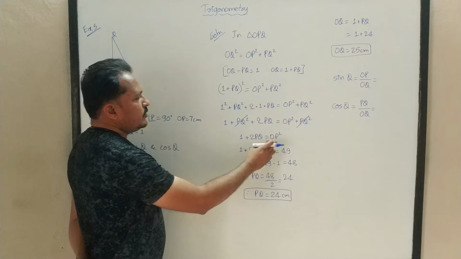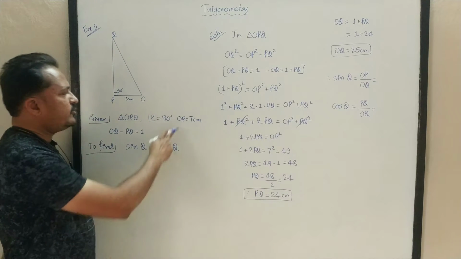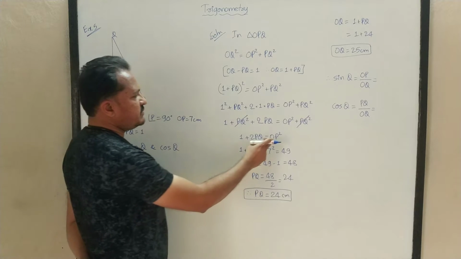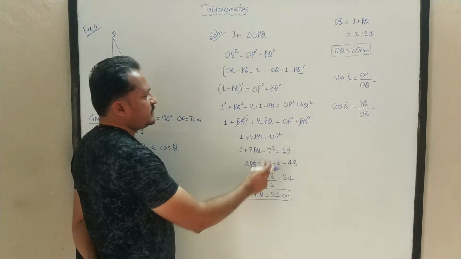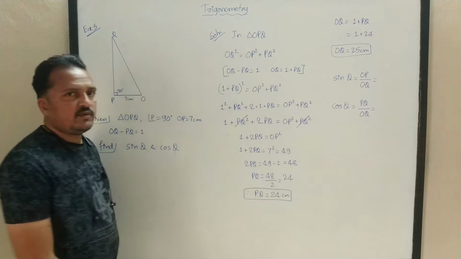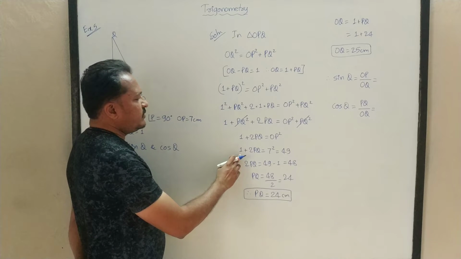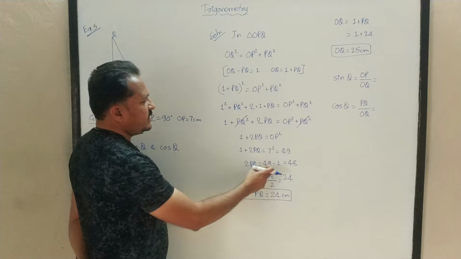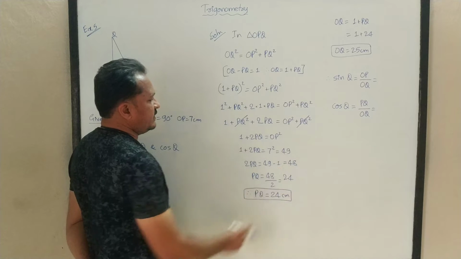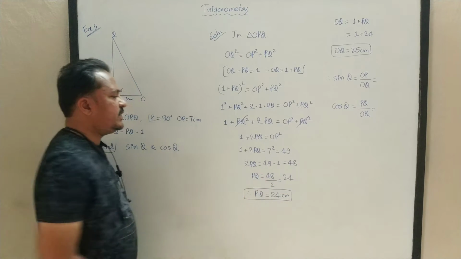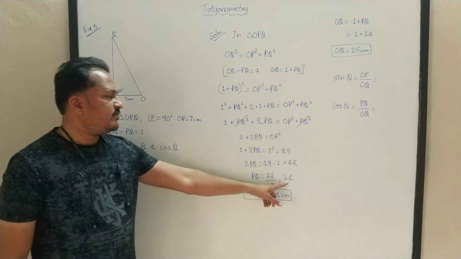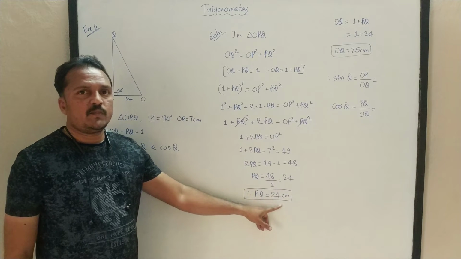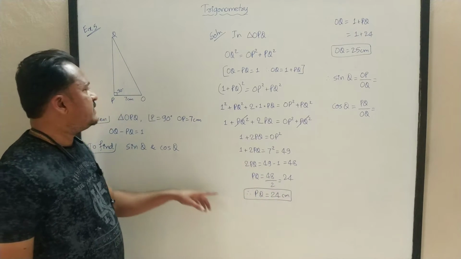So now OP square we already have, OP is given as 7. So I am going to substitute this value, 7 square. 7 square is nothing but 49. Next step, 1 I am going to send to the RHS here. 49 minus 1 is nothing but 48. Then PQ is equal to 48 by 2, that is 24. PQ is 24 centimeter. Next we have to find another one.